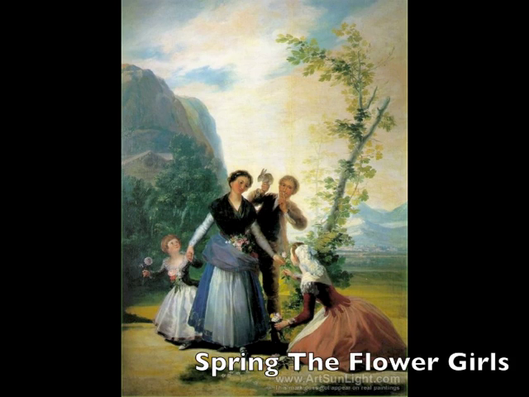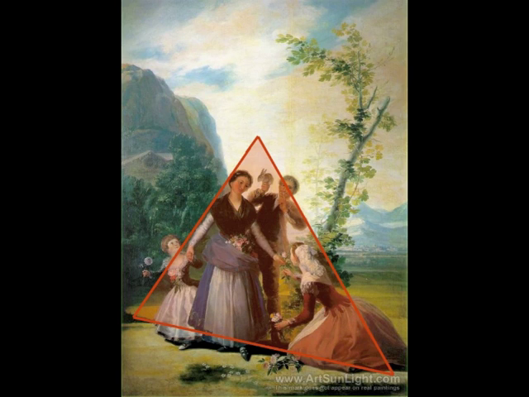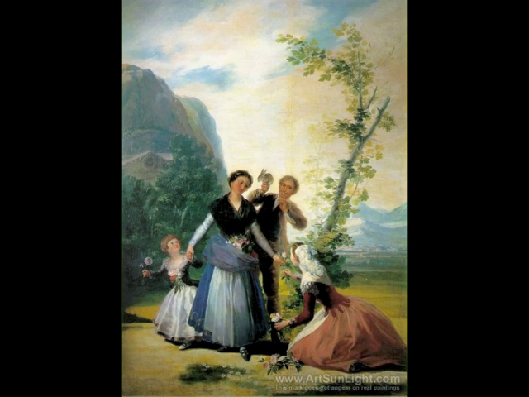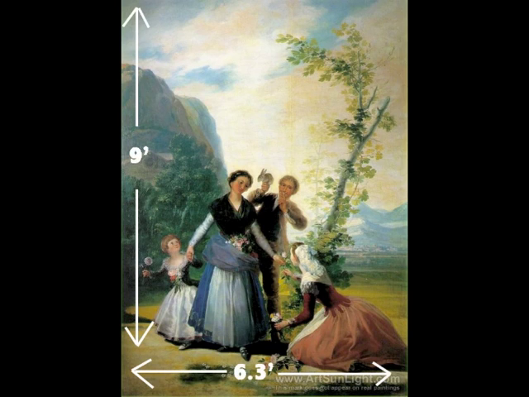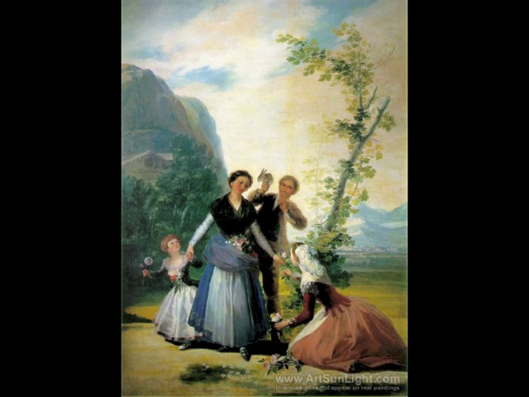Spring, the Flower Girls, one of Goya's earlier works of art, has the triangle composition found in many Renaissance pieces. You see a more vivid, bright color scheme with your greens, blues, reds, and yellows. Everyone is painted very happy in this picture at 9 feet by just over 6 feet. It's a pretty good sized oil on canvas painting.